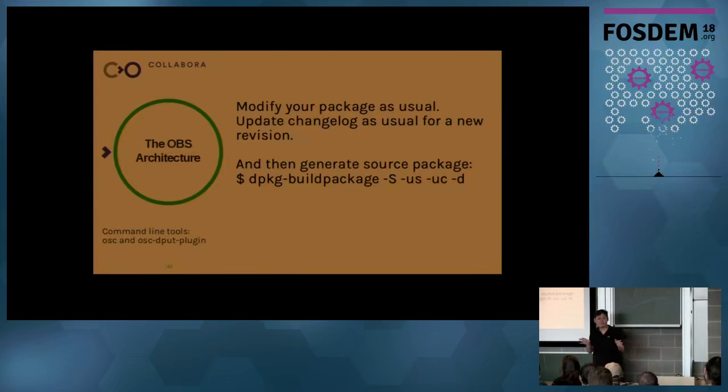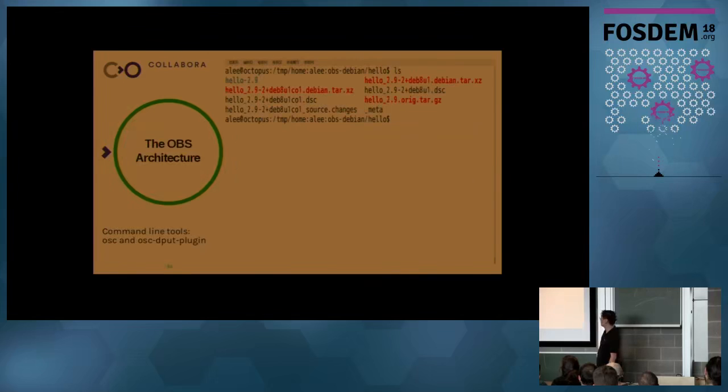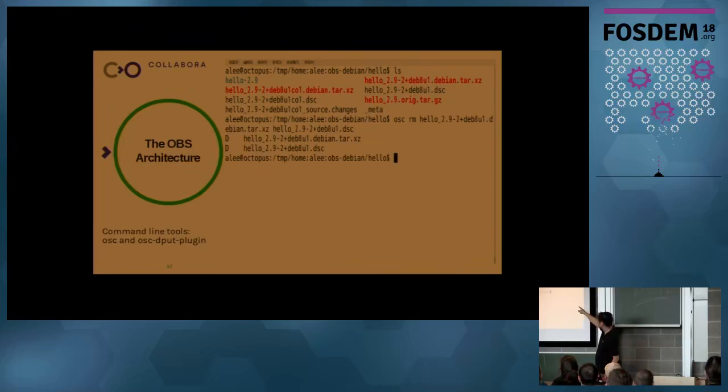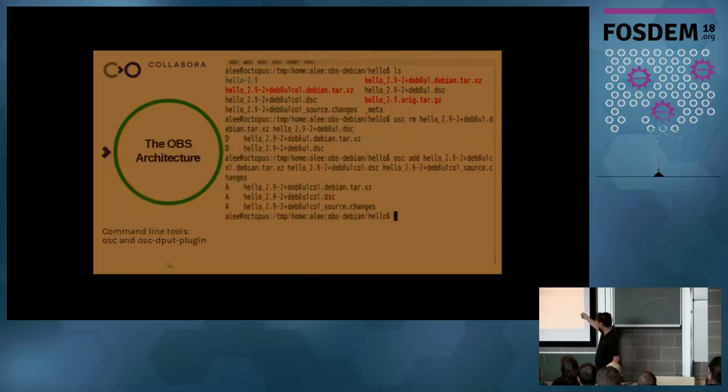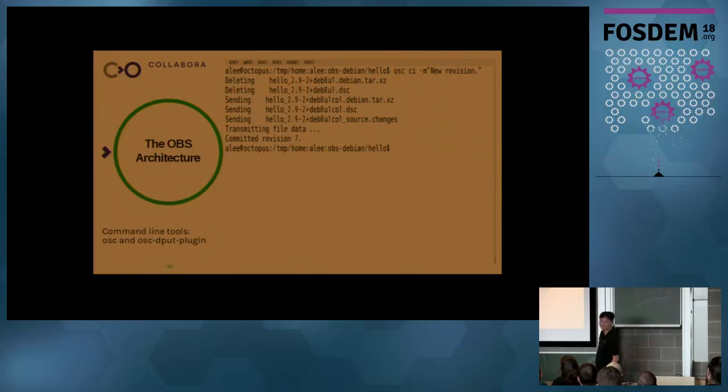After you modify it, you bump the revision in the changelog, right? And then you just regenerate the source package. Once you regenerate it, you can see here this CO1 is a new revision I appended to the source package, and you can see the old one without the CO1. So here, you just use OSC to remove the older source version and add the new one. Okay, and then you can just do the commit.